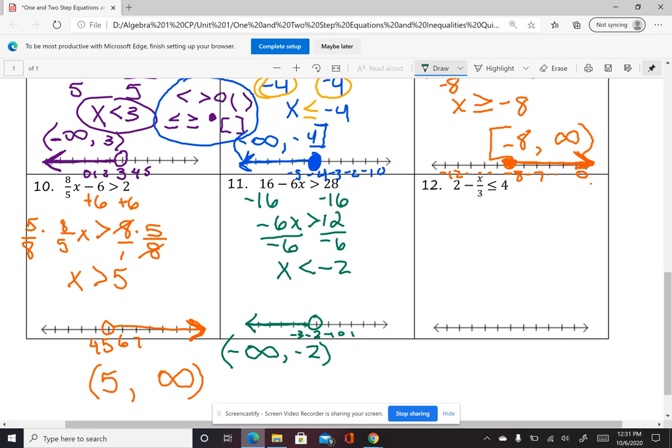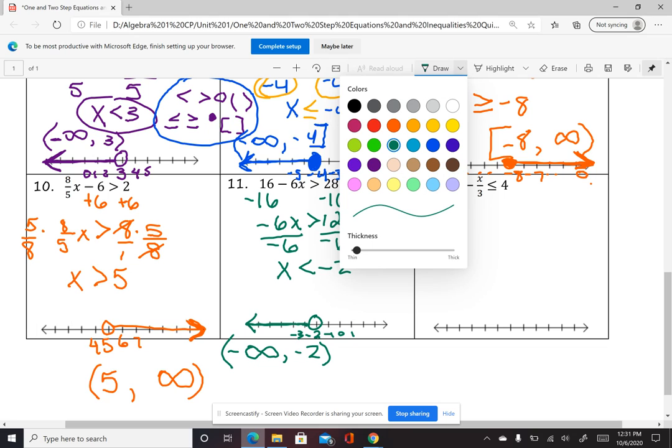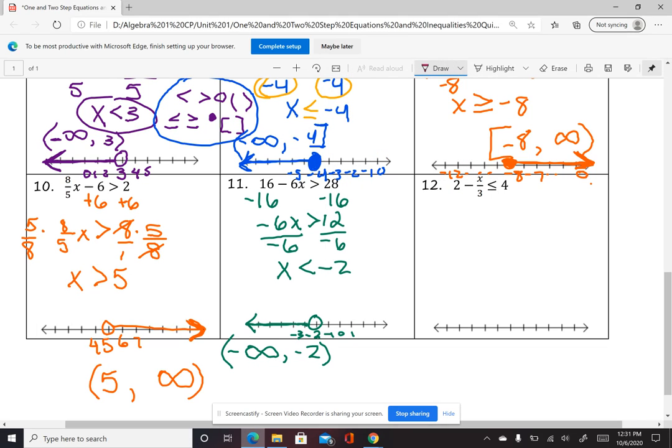Last one, number 12. We have 2 minus x divided by 3 is less than or equal to 4. First step again is to get rid of the constant, the one that doesn't have the variable. So we're going to subtract 2 from both sides. So we have negative x over 3 is less than or equal to 2.